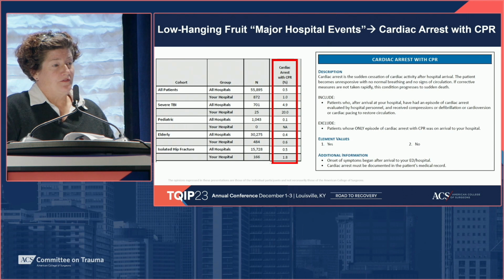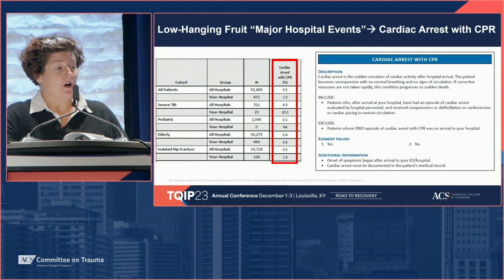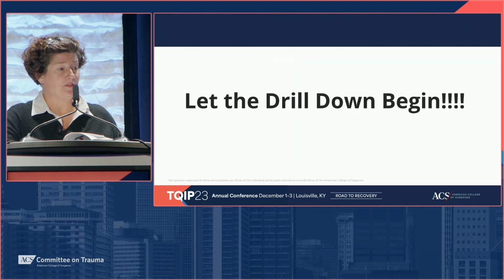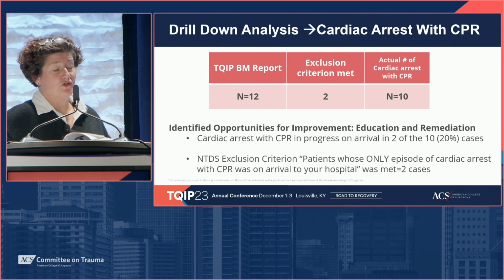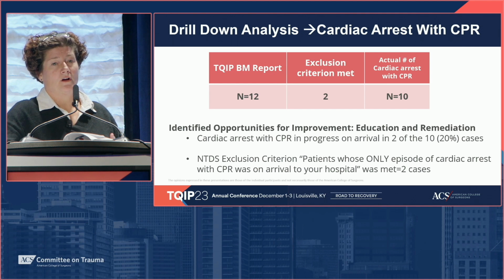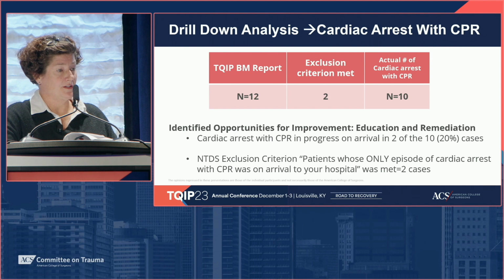So the last hospital event is the cardiac arrest with CPR. We were double the benchmark. Again, you're going to pull out the definition before I do the drill down to make sure the patients that are in there actually met the definition. And what I found is 2 actually did not. And the sample size is much smaller. So these 2 met exclusion criteria because they had CPR on arrival to the trauma center. And that is exclusion criteria.